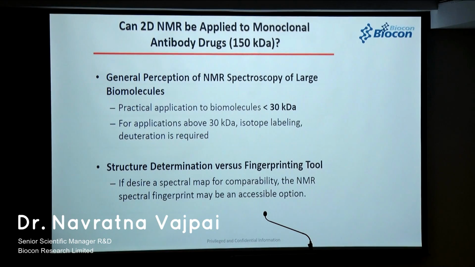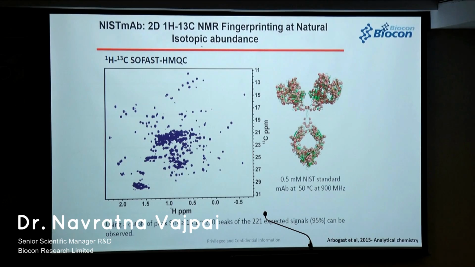And then what we want is more of a fingerprinting approach. So yes, when you run a 150 kilodalton protein, and this is a NIST mAb, they got a very beautiful signal. What happened? They got around 210 peaks out of 221, which is 95%. So you have got 95% of probes, around 210 probes, which can account for biosimilarity of your product. It is beyond what you see on a global level from other information.